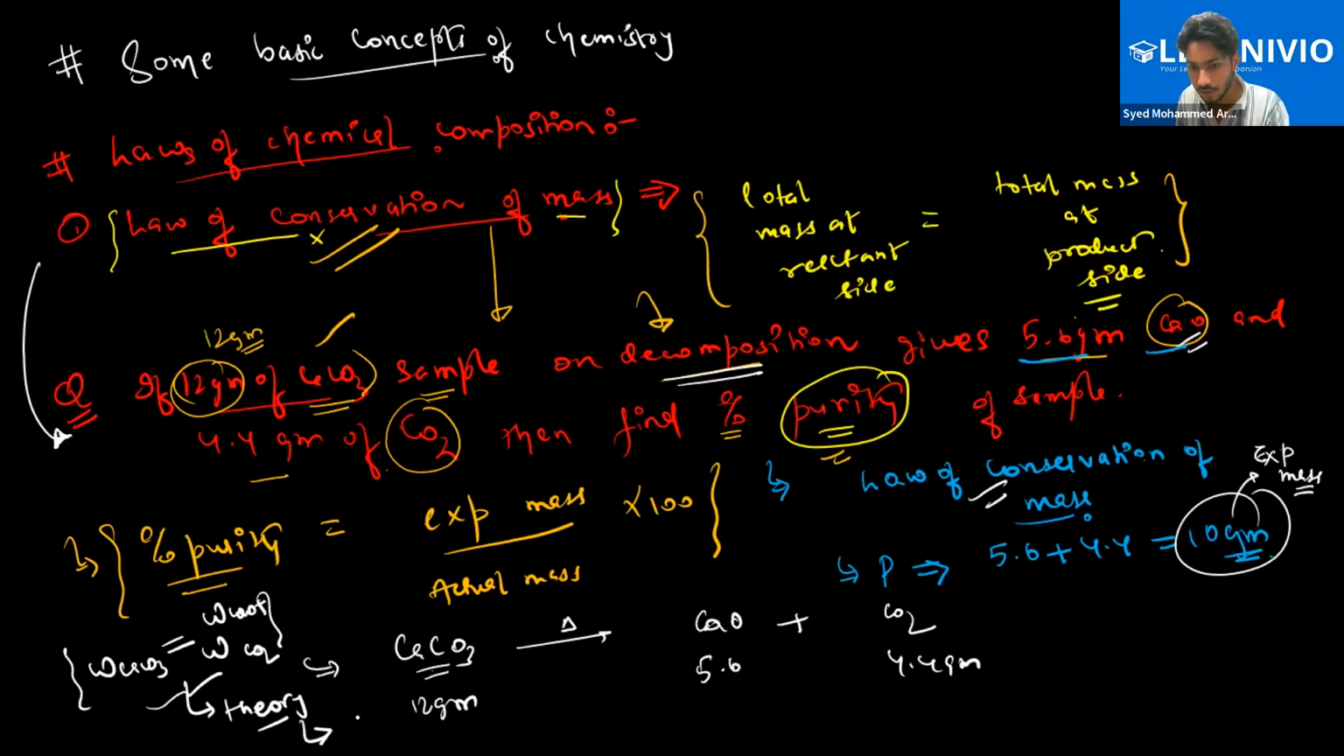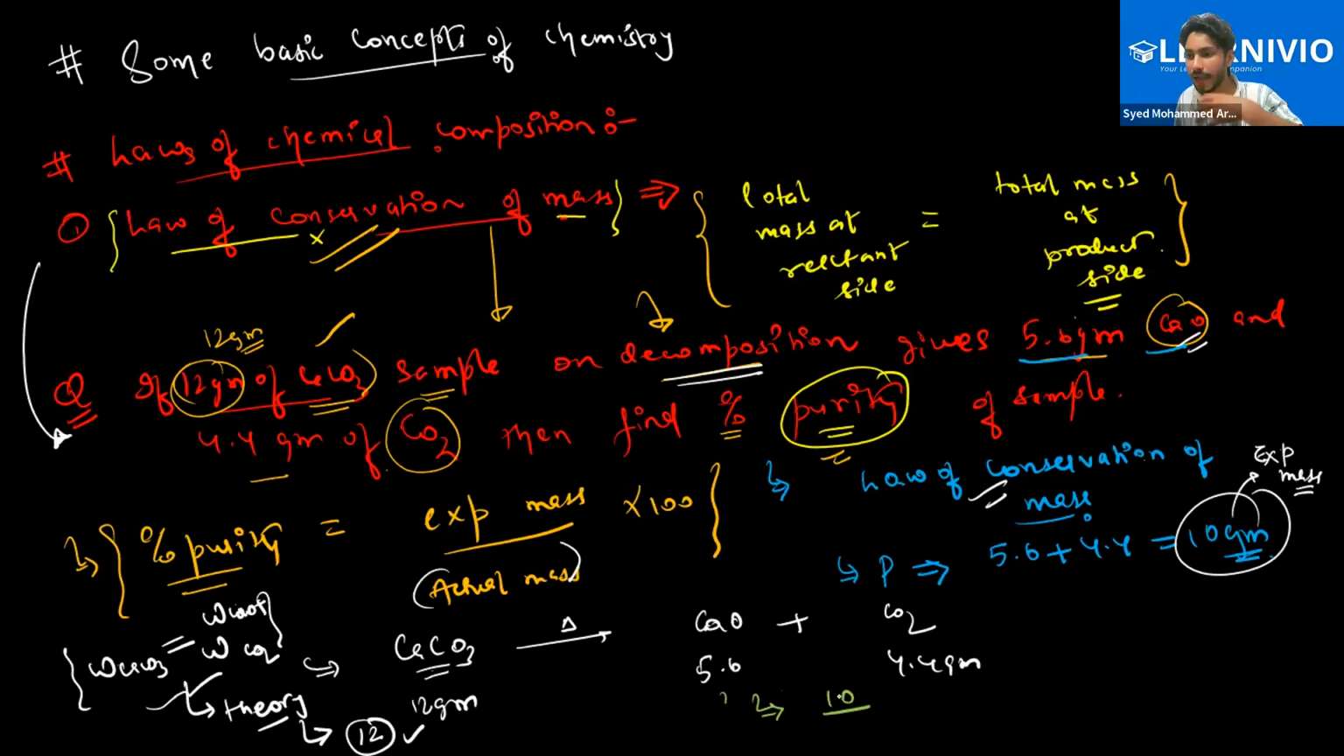So this is the theoretical concept. In theory, we get the actual mass, which would be 12. From the theoretical concept, you will get equal mass. It should be equal, that would be equal to 12 gram, but it is not there. So what do I need to do if I want the percentage purity? I just need to apply the formula of purity, which is the experimental mass.